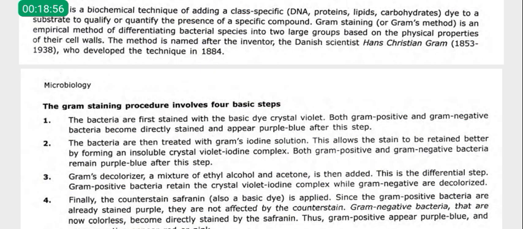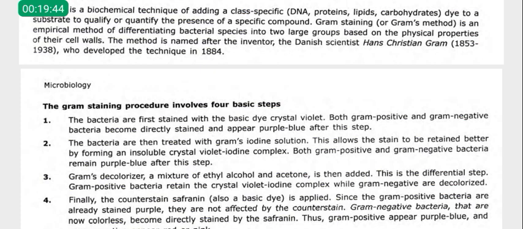The gram staining procedure involves four basic steps. The bacteria are first stained with the basic dye crystal violet. Both gram-positive and gram-negative bacteria become directly stained and appear purple-blue after this step. So the first stain is crystal violet.